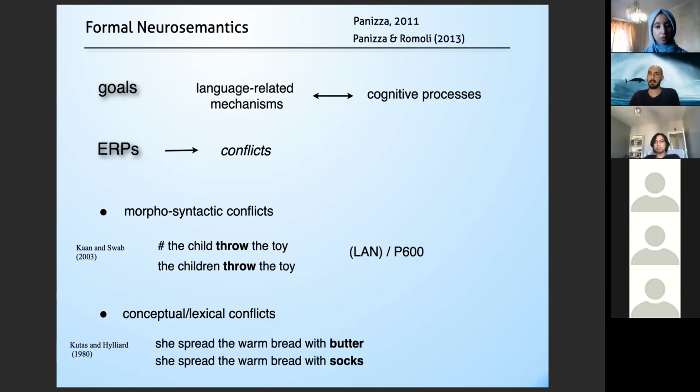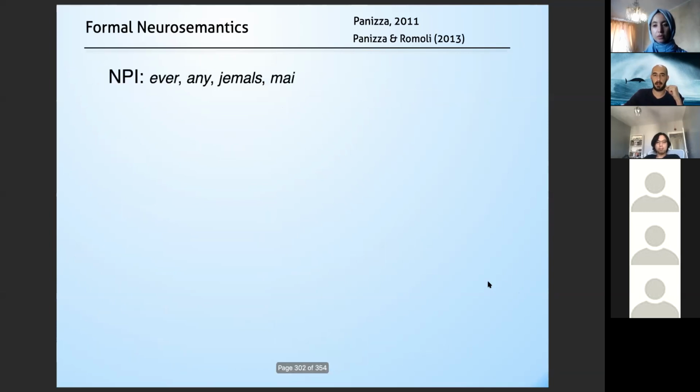I can't see the chat. Now I'm gonna pop it up. Okay. N400, yeah. Okay. The N400. Okay. So you see, you expect different effects with different kinds of violations.